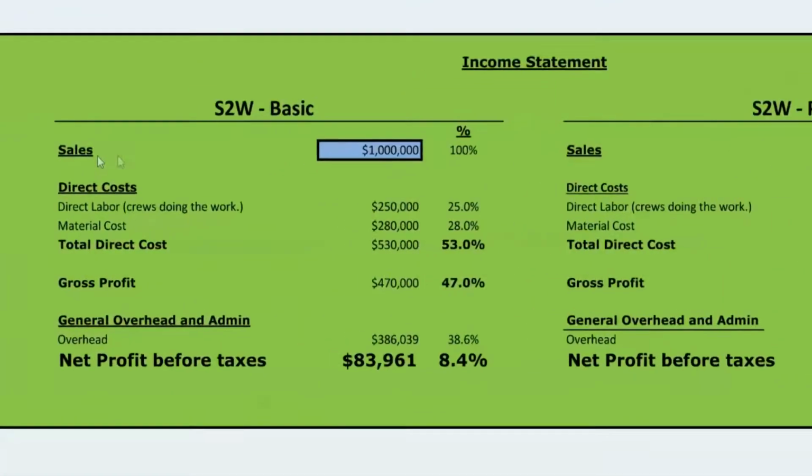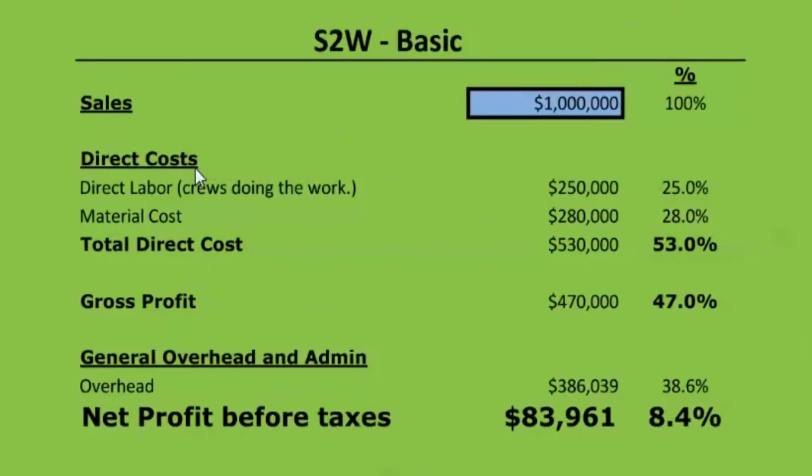Generally, you will see the sales or revenue at the top, followed by the direct cost, which is made up of your direct labor and material cost, which will show you the gross profit. After applying your overhead, it shows you the net profit.